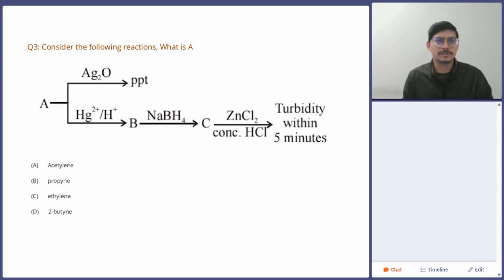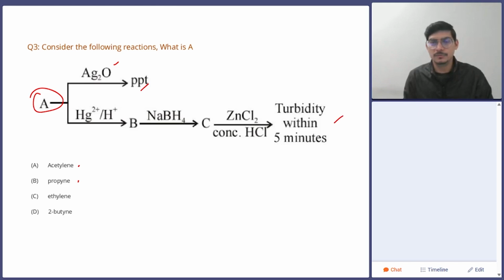Moving to the next question, consider the following reactions. What is A? A gives a precipitate with Ag2O, right? So it can be a terminal alkyne considering the options. So that is likely to be acetylene or propyne, right? Ethylene is ethene, and butene does not contain any acidic hydrogen.